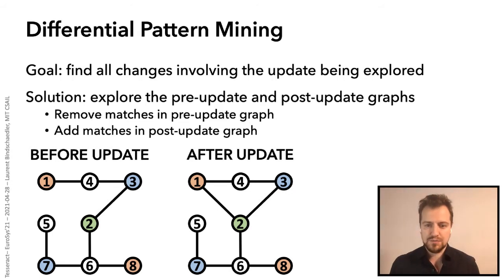So here in the example, we're going to start the exploration again from the vertices 1 and 2, which correspond to this updated edge. And you can see that as we expand with vertex 3, we're going to find a match in the graph after the update. This is in green here, and we'll output that as a new match. We keep expanding, and we're going to find a match in the graph before the update in red here, and we'll output that as a deleted match.